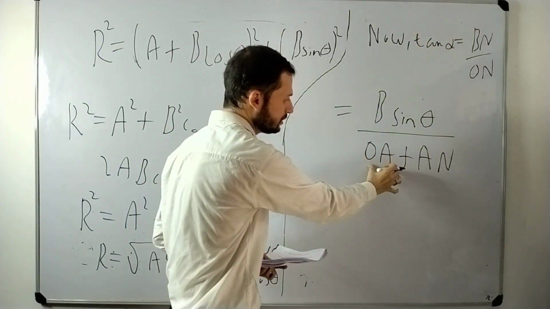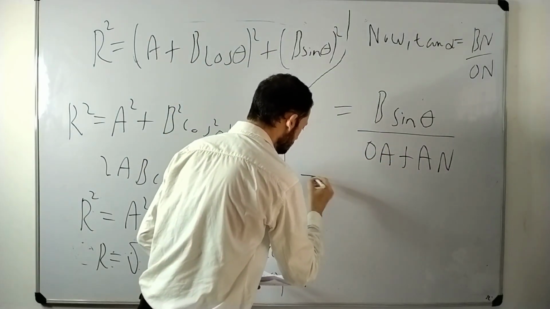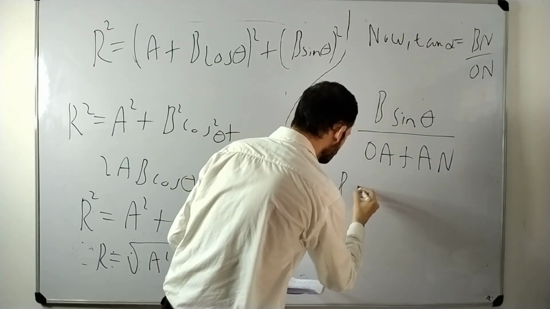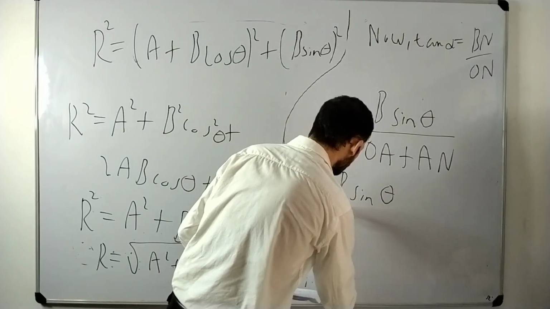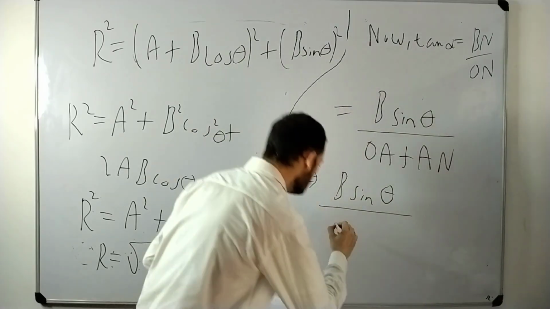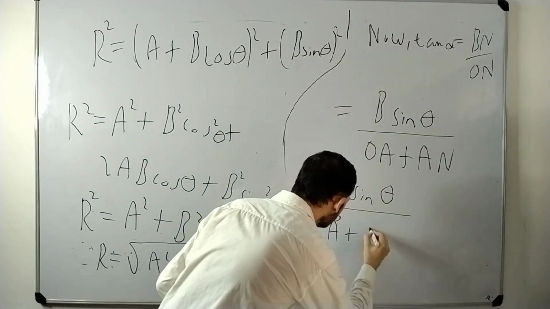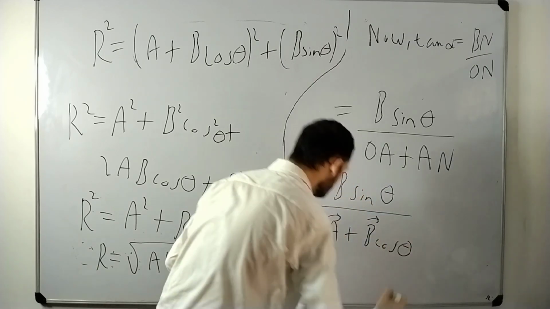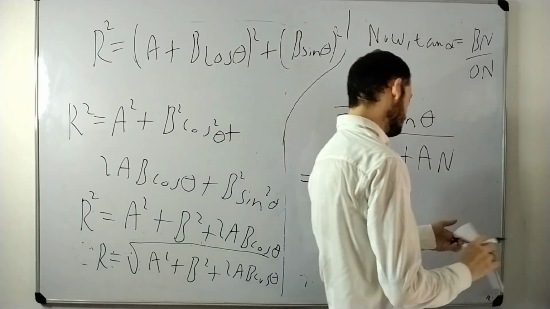On is OA plus An, and this becomes what, students? It becomes B sin theta upon A plus B cos theta. So this is the tan alpha value.